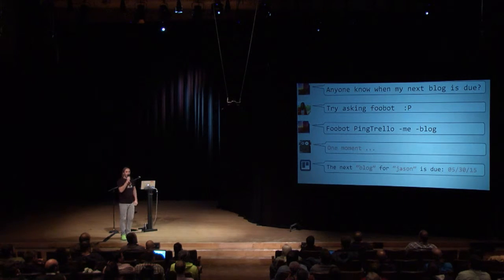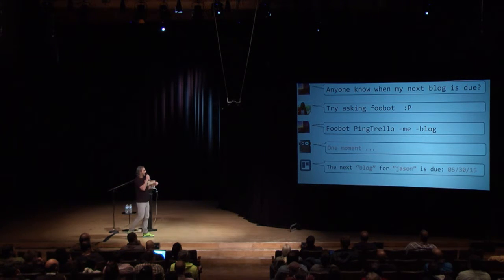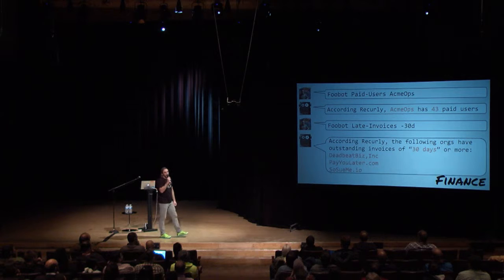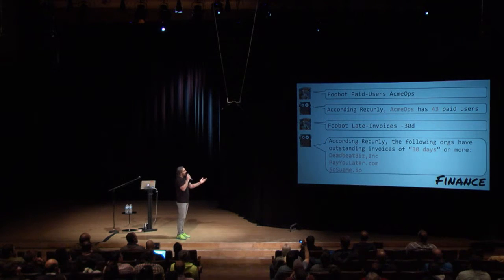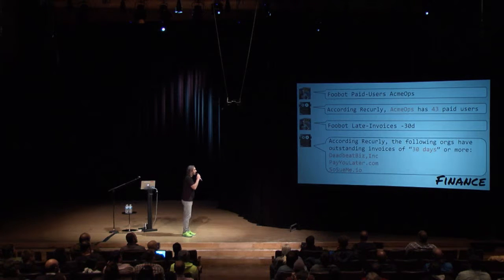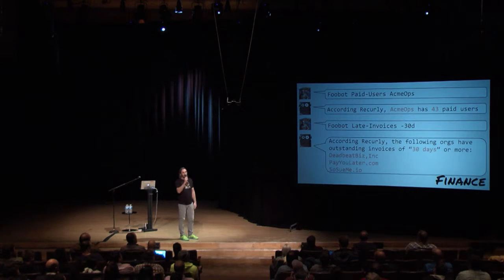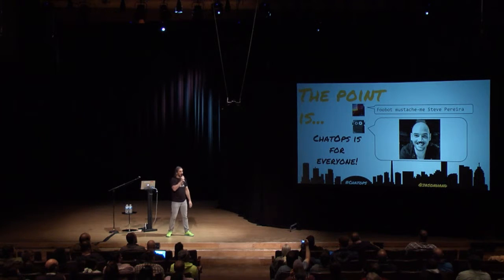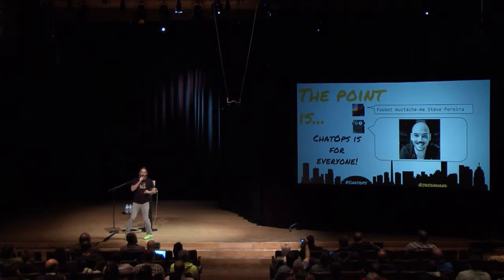I can ask somebody, and maybe they know the answer, but I could ask my bot. He always knows the answer. And he's going to come back and tell me that I have a blog due on the 30th. In finance even, they're always paying attention to, among a bunch of things, how many paid users do we have this quarter, or maybe just in general? How many people have not paid their invoices in the last 30 days? All that information is available in a lot of different places, but our bot knows how to get it immediately.